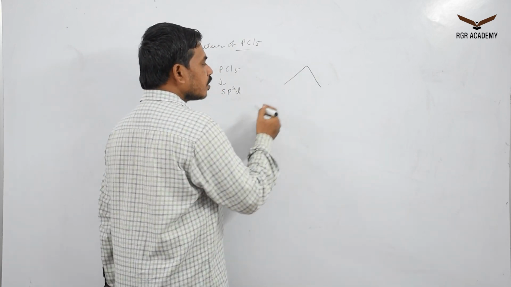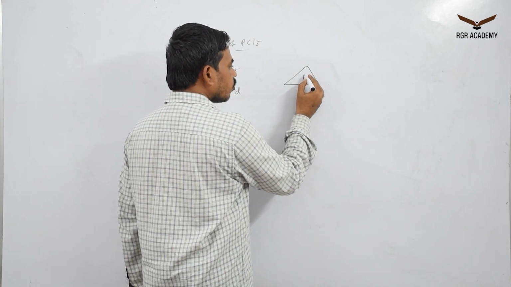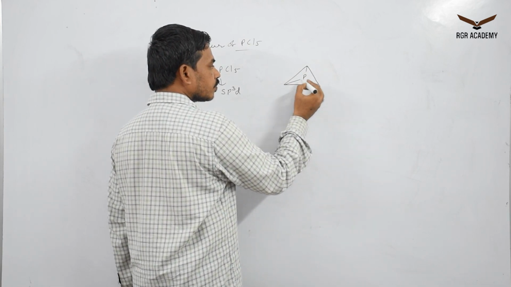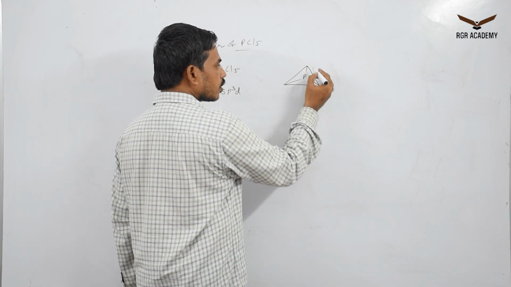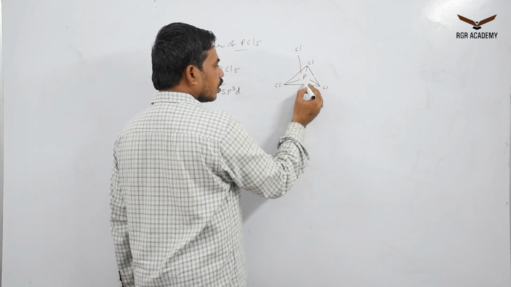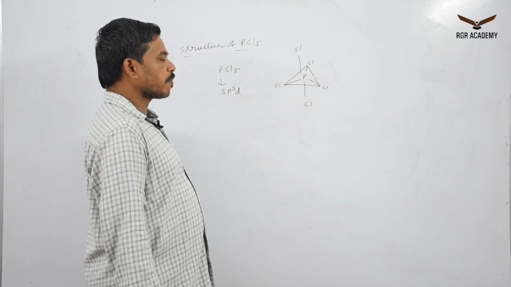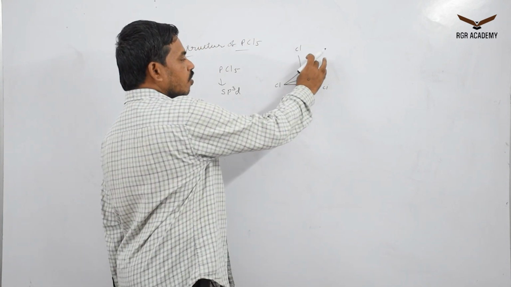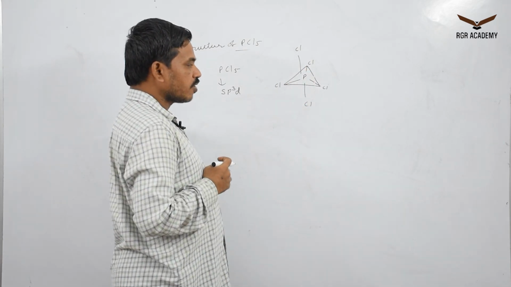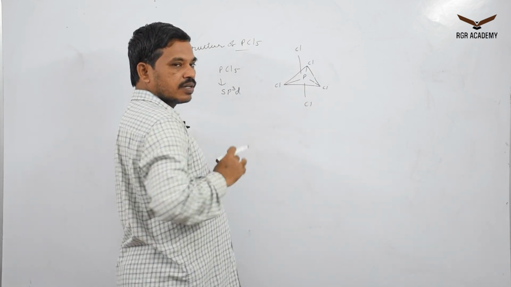In liquid state and gaseous state, which is the central atom? Phosphorus is the central atom. How many types of chlorine atoms are present? 2 types of chlorine atoms are present. 3 chlorine atoms are in one type, called equatorial. The remaining 2 chlorine atoms are axial.